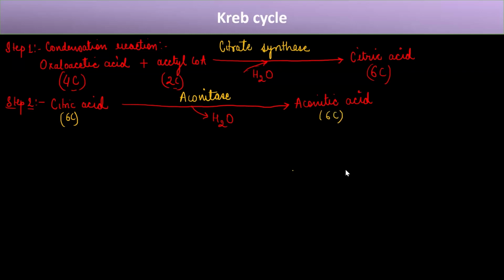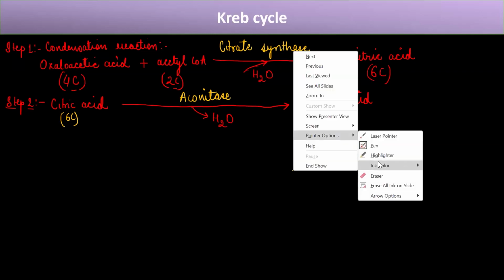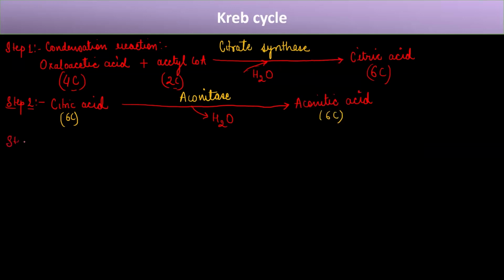Okay. Now let's move to the third step. So what is happening in step 3? This aconitic acid, like I told, is highly unstable, right? So it instantaneously gets converted into another product that is known as isocitrate.